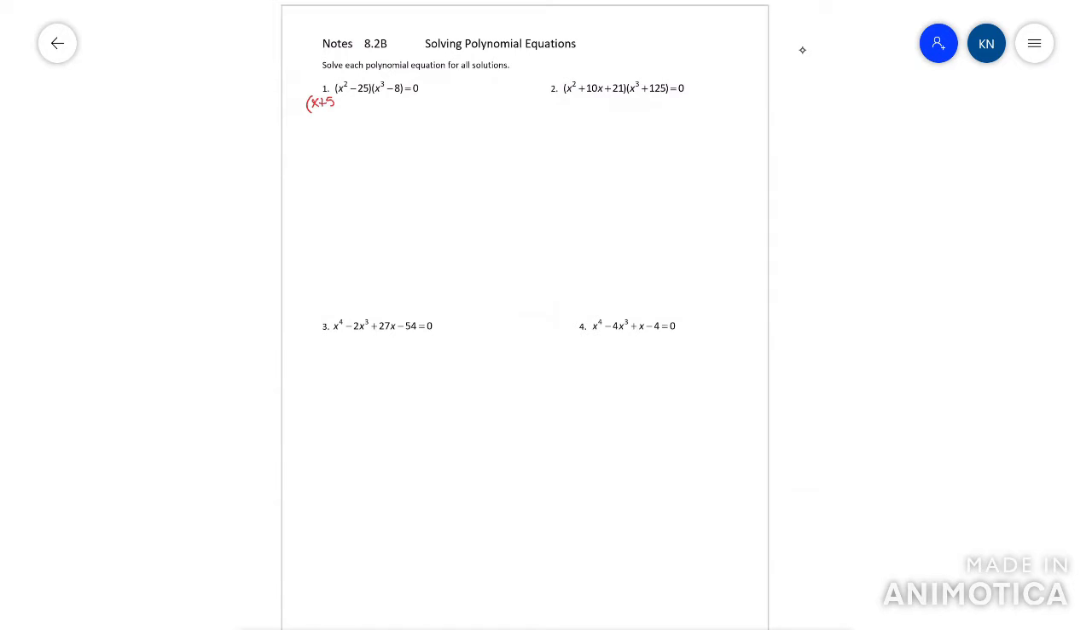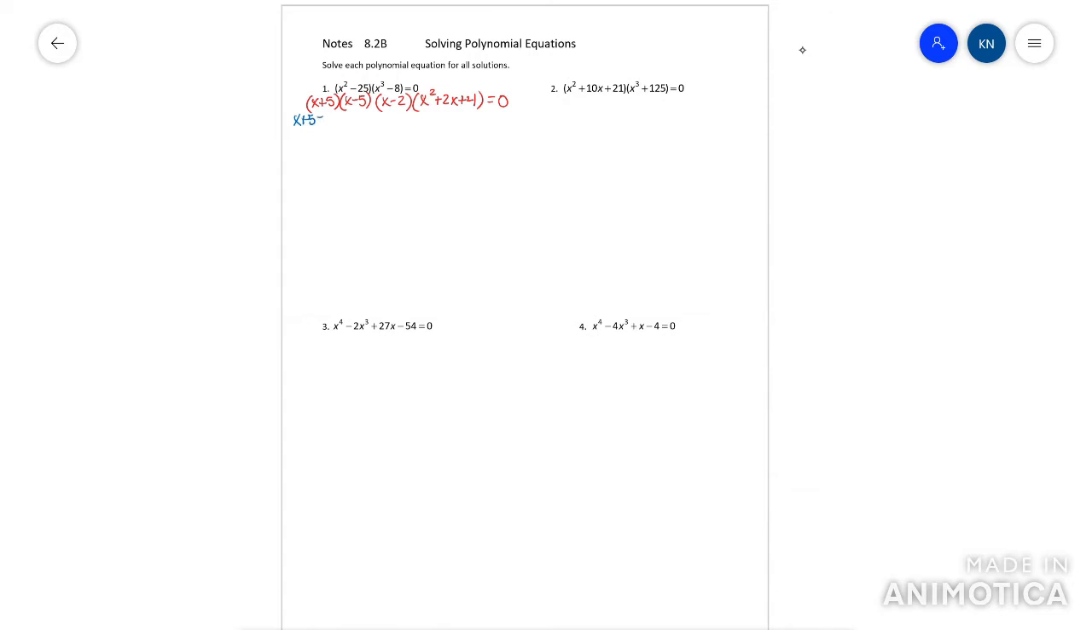squares, x plus 5, x minus 5. And then this right here, this is a difference of cubes. So if you factored that fully, it would be x minus 2, x squared plus 2x plus 4. So this right here in red is fully factored. So now you can set each of these factors equal to 0 and solve it. So it'd look like this.